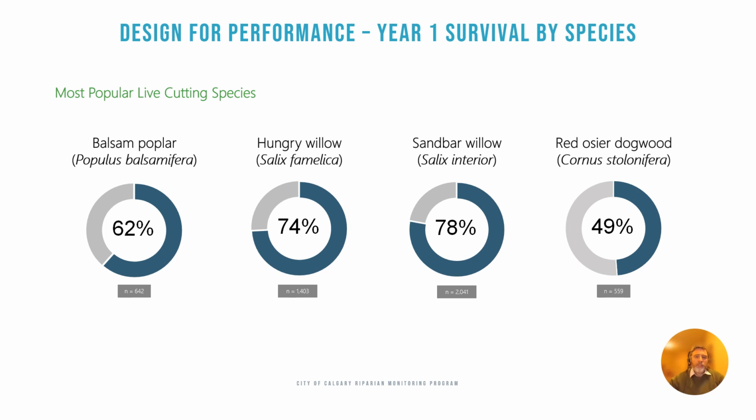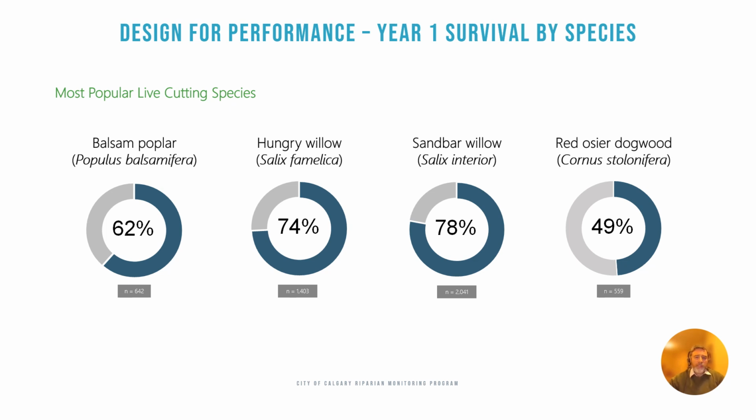The most commonly used species for bioengineering in Calgary are balsam poplar, hungry willow, sandbar willow, and red osier dogwood. Year 1 survival was moderate in the range of 62% to 78% for the willow and poplar species, despite their strong rooting abilities. Red osier dogwood had low survival at 49%, which aligns with past observations, and it's been recommended to use container plants or plugs instead of live cuttings for the species for a number of years.